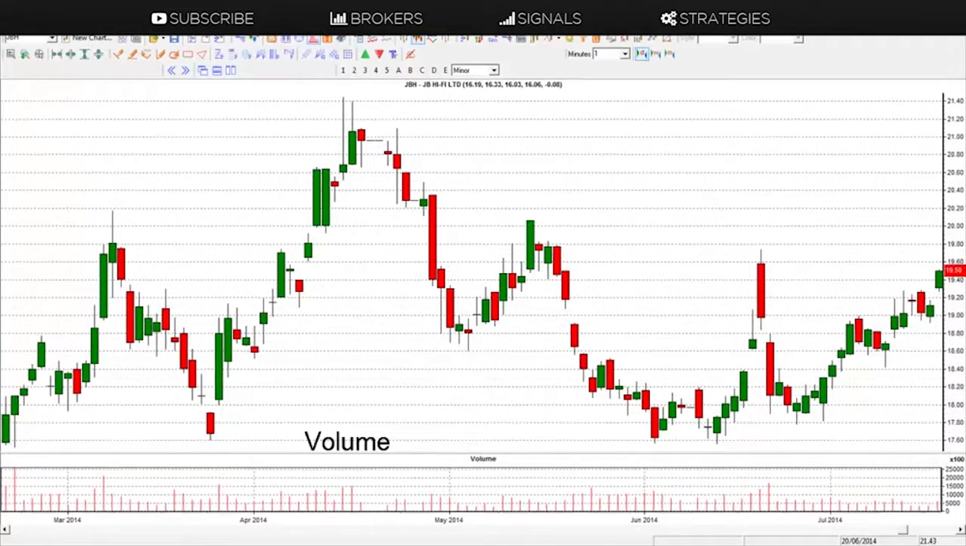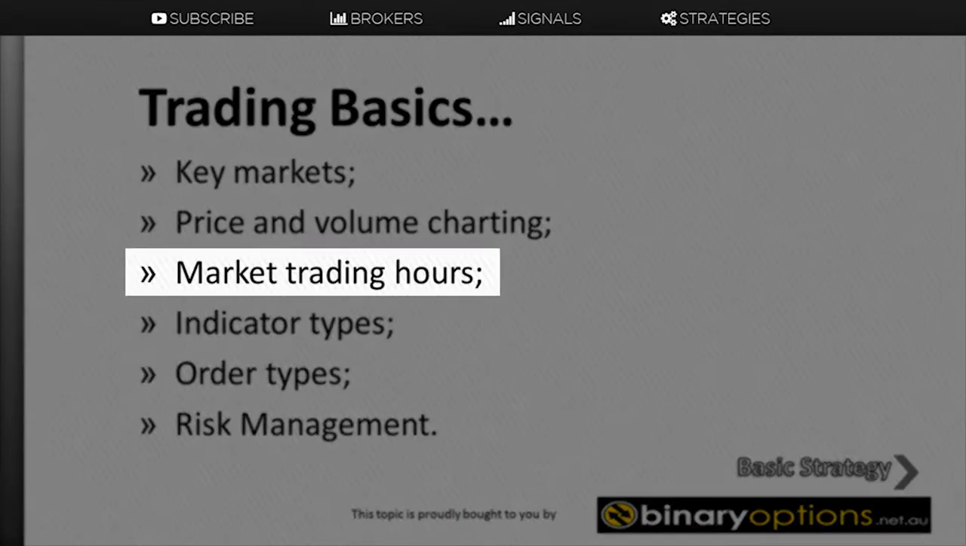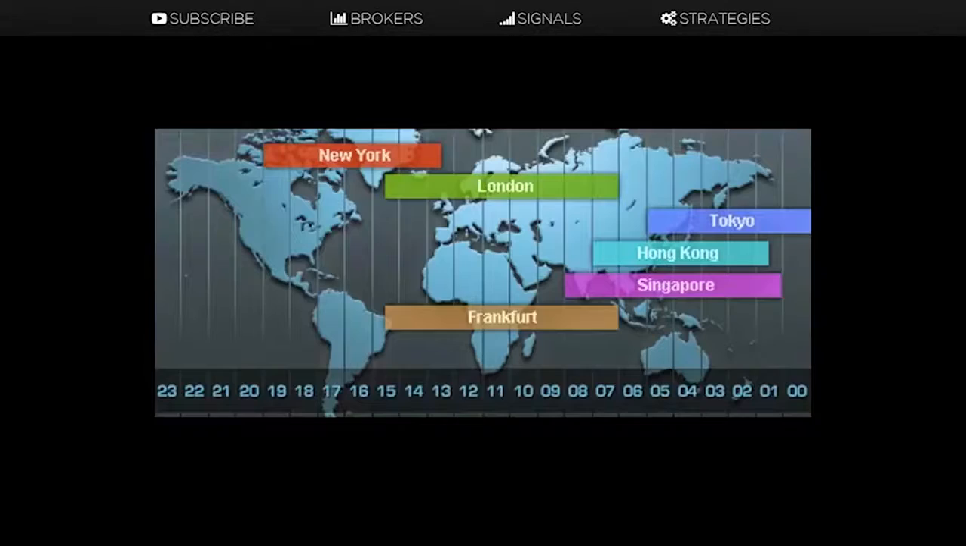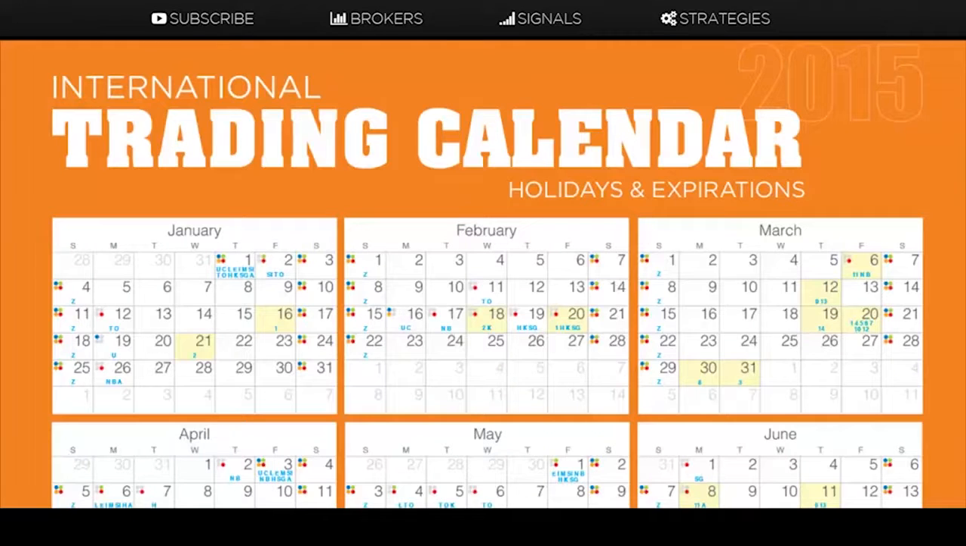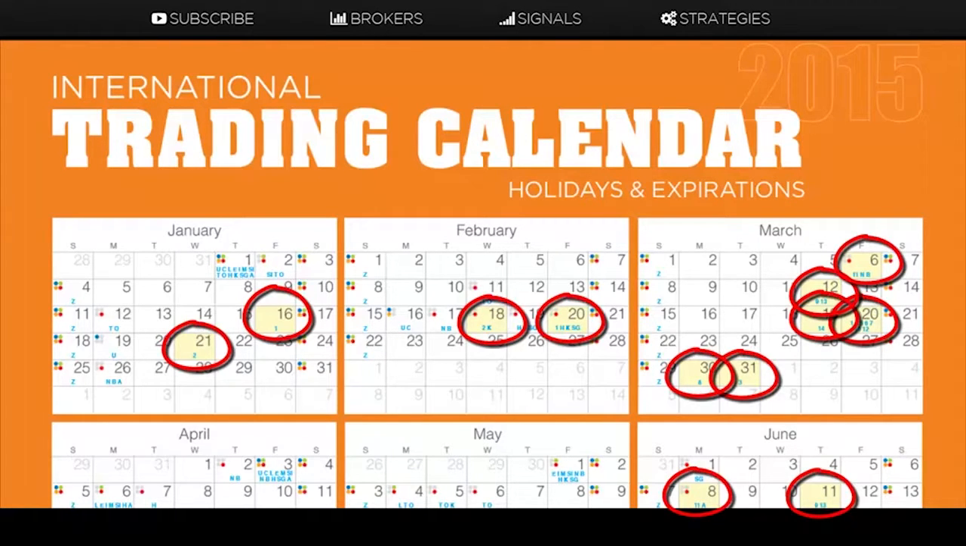Market trading hours. Exchange trading hours differ throughout the world, so it is important when selecting the market to trade that trading hours are considered. Forex markets are an exception. They are traded 24 hours a day. On this subject, a trader's calendar should also be included in every trader's book. Exchange holidays and expiration dates are very important to know and trade accordingly.